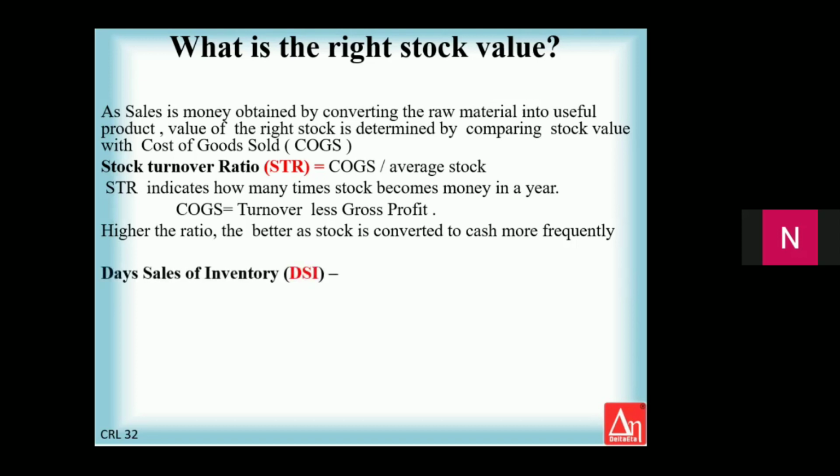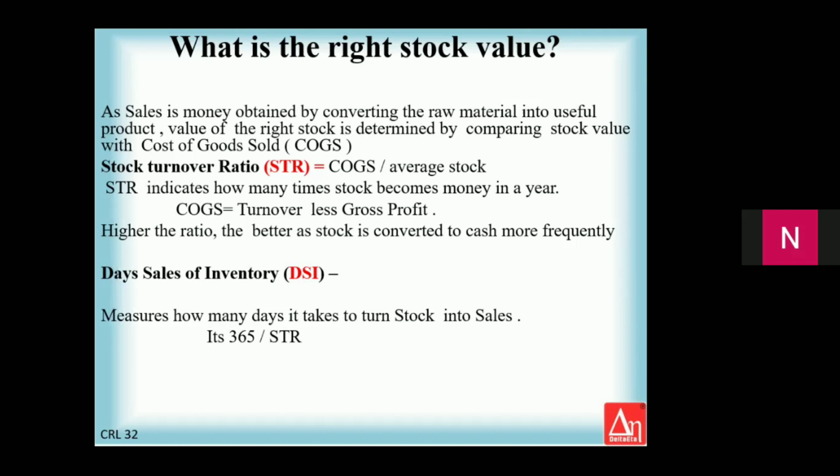Parallel to that is the days sales of inventory. The first one was a ratio. The second one is the number of days it takes to convert your stock into finished product or sell it. It measures how many days it takes to turn your stock into sales. It's simply 365 divided by the STR.